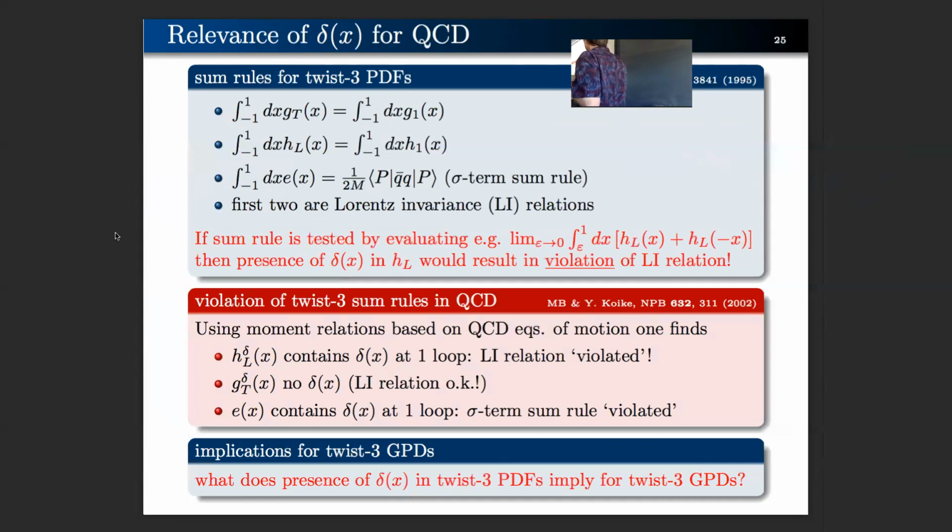And in fact, already a while ago with Yuji Koike, we did some studies in QCD, and the conclusion was that in QCD, the first one, the Burkardt-Cottingham sum rule, to order alpha is fine, but the other two are in trouble. What you get is delta function terms already at one loop, and they are essential for these sum rules.